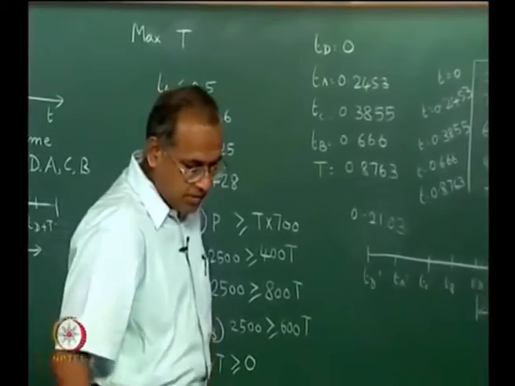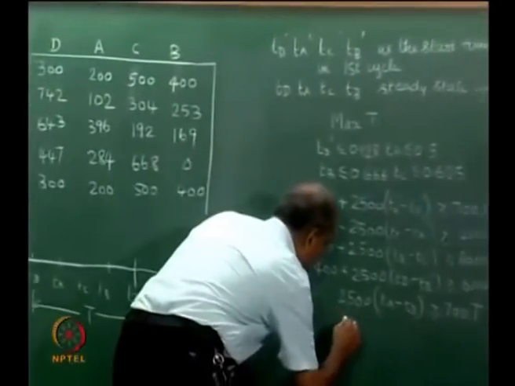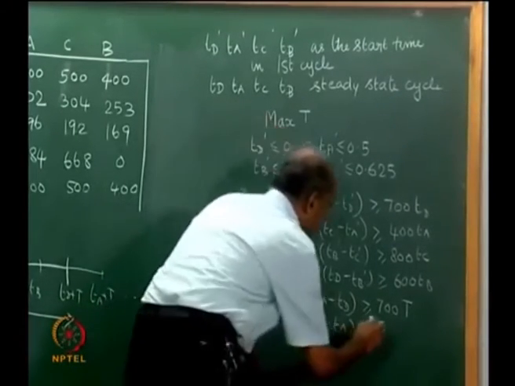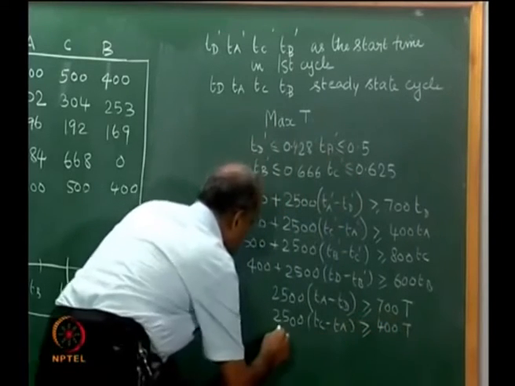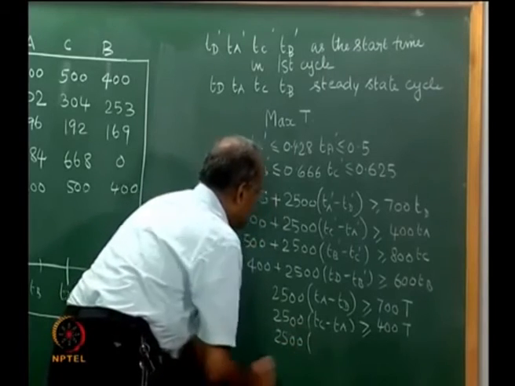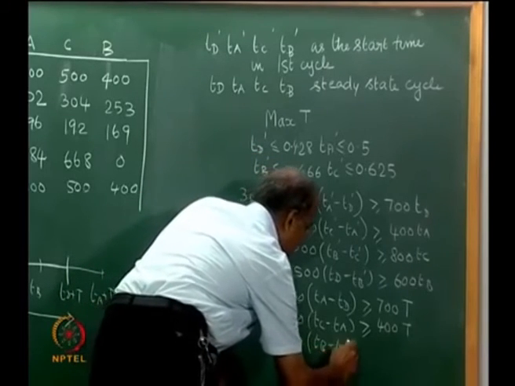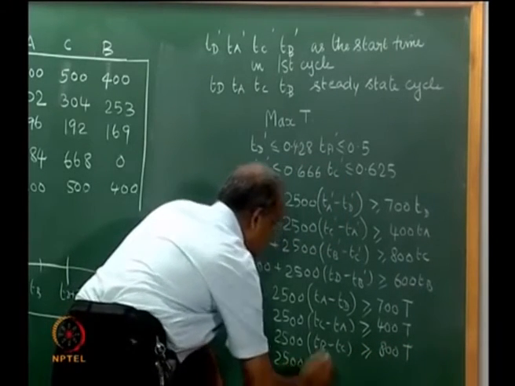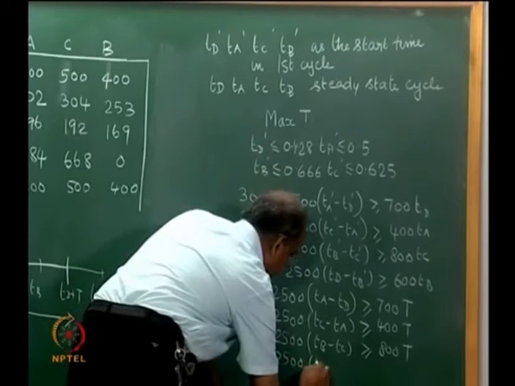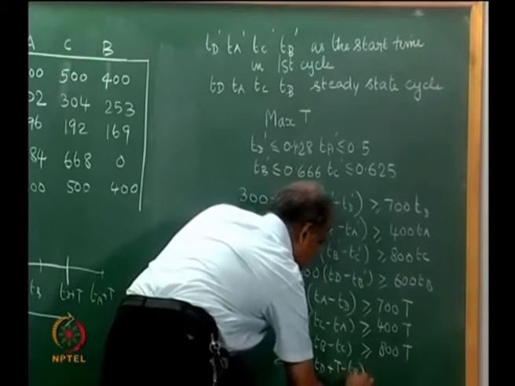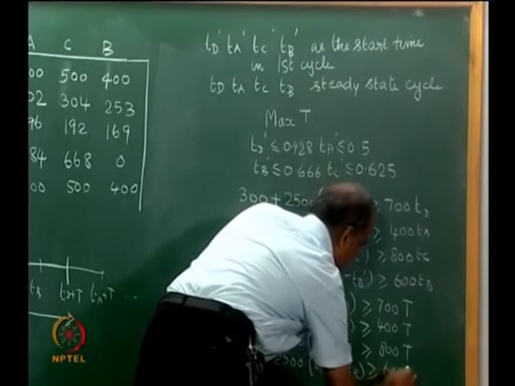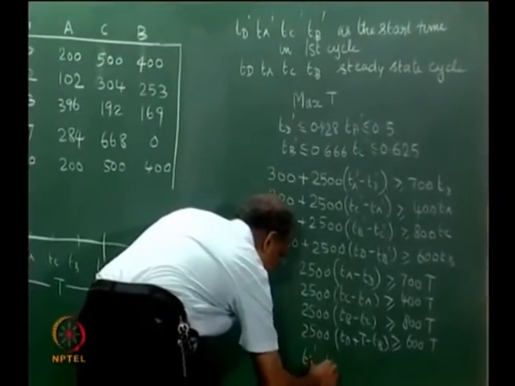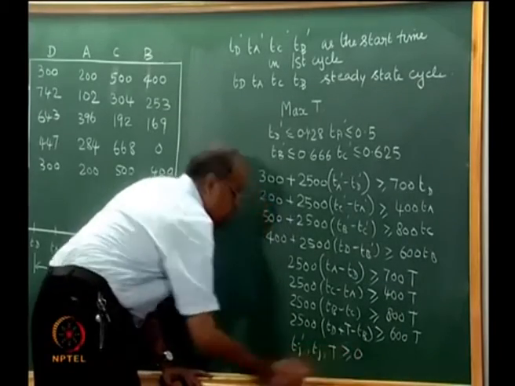Similarly, I write 4 more equations. 2500 into TC minus TA is greater than or equal to 400 T, 2500 into TB minus TC is greater than or equal to 800 T, and 2500 into TD plus T minus TB is greater than or equal to 600 T. And then we also have all the Tj dash, Tj, T greater than or equal to 0.